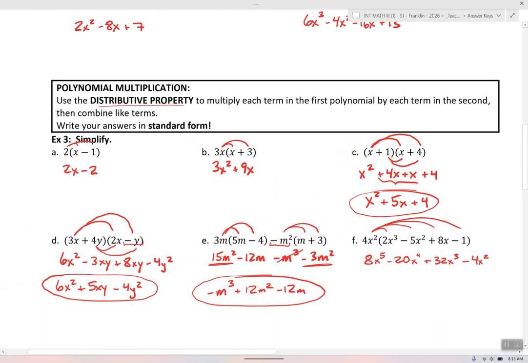So there's a quick crash course on some polynomial operations, addition, subtraction, and multiplication.